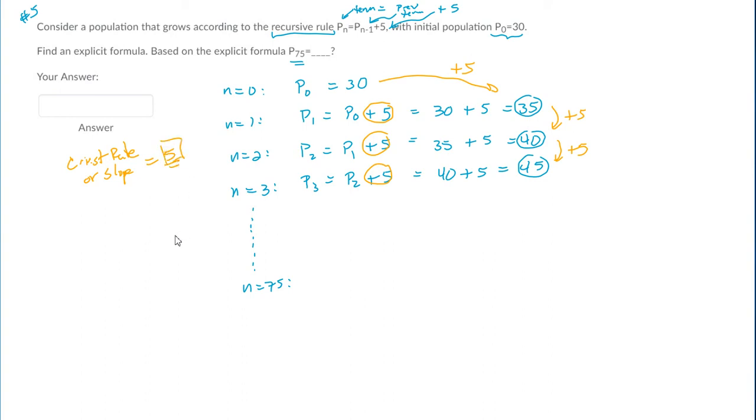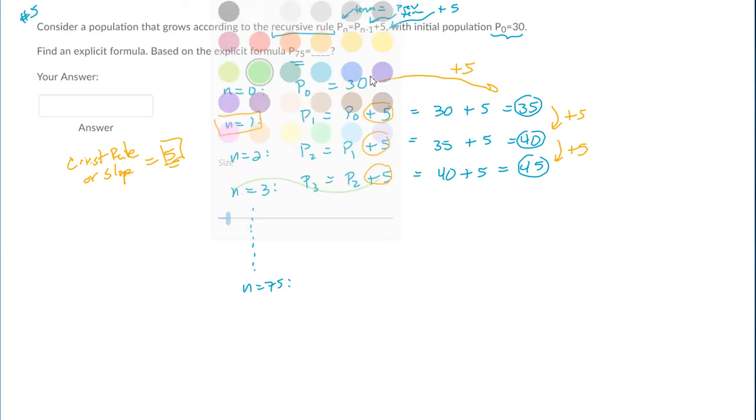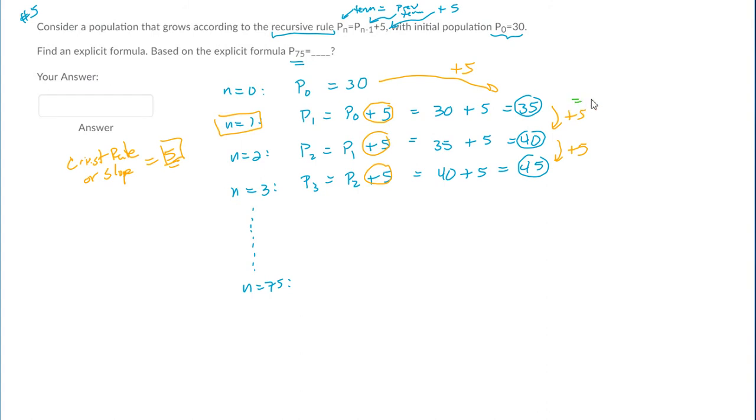Okay? How many copies of 5 did I add to get to this value right here? I added 1 copy of 5. Essentially, I can think of this, let's do a different color here, as my initial value plus a single copy of 5. I can think of this as my initial value plus the 5 that got me to n equals 1 plus another 5 to get me to n equals 2. I can think of this as my initial plus a 5 to get me to n equals 1, then another 5 to get me to n equals 2, then another 5 to get me to n equals 3. Notice I have 3 copies of the 5.